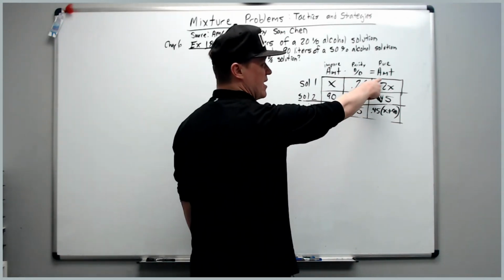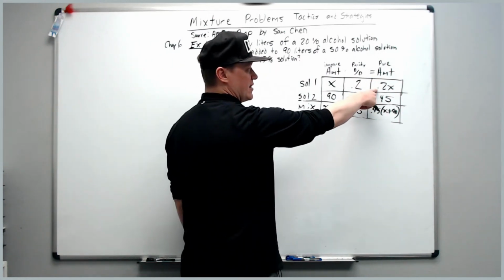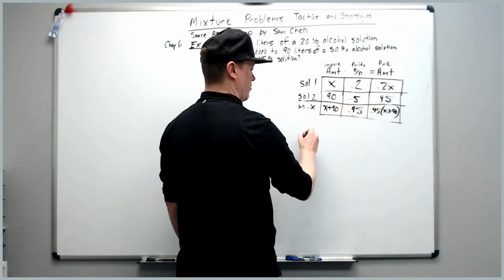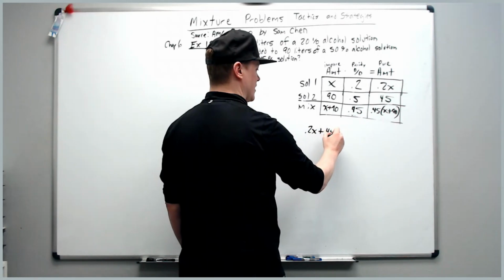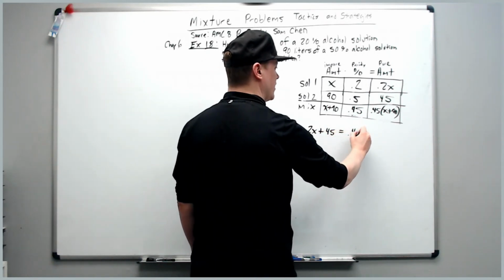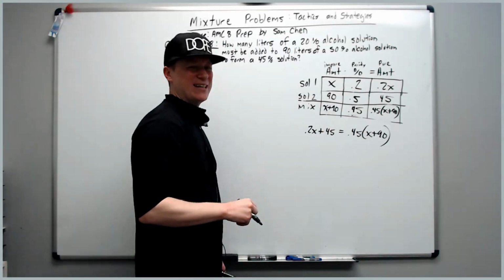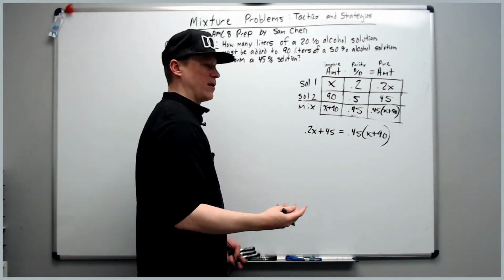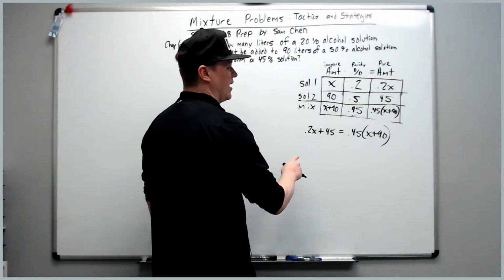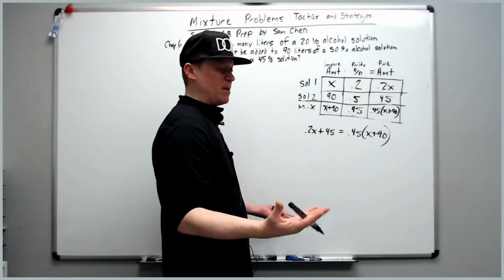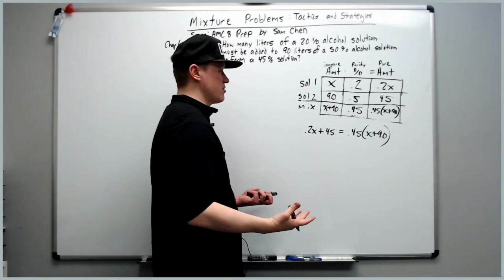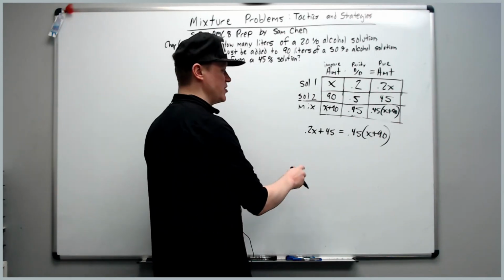Our equation is made with the final column. It's this plus this equals this. So we write 0.2x plus 45 equals 0.45 times (x plus 90). Again, when we get x, we get the answer. Not all problems are that way, but this one is. I don't like decimals. Many people don't. I prefer integers. So let's multiply by 100.